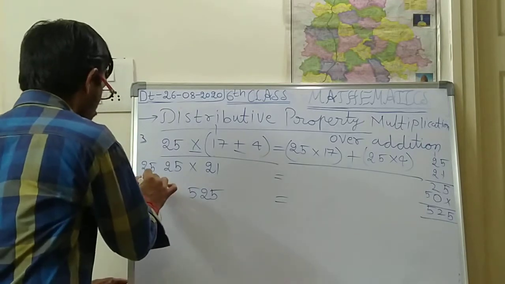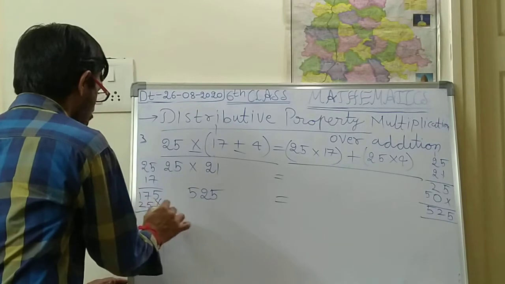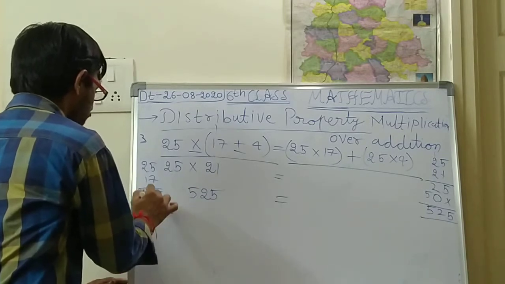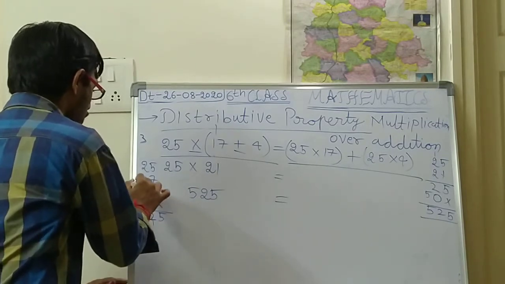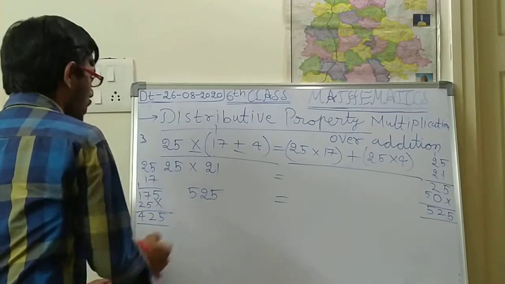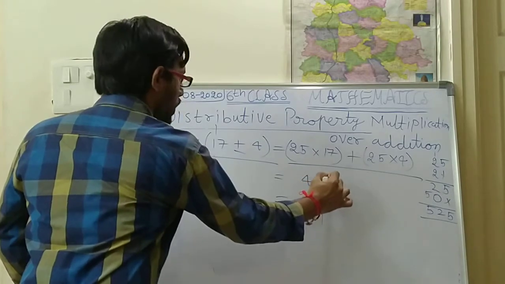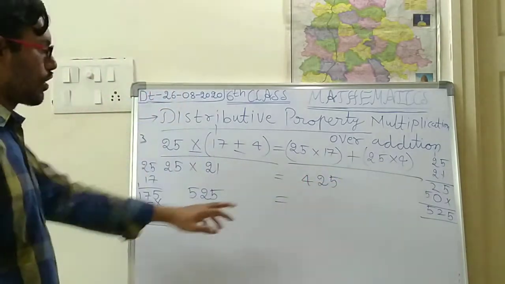Next, down 1 into 5, 5, and 1 into 2, 2. Add this one: 5, then 7 plus 5 is 12, write 2 and carry 1. Next 2, 3, 4. So 25 into 17 is 425. Okay, I hope you have understood.